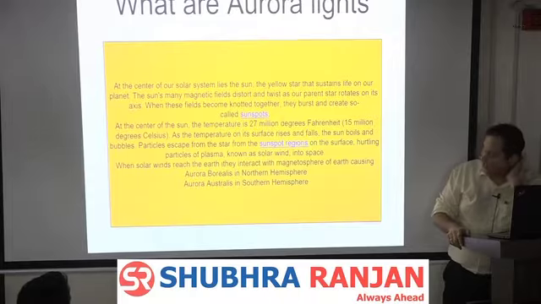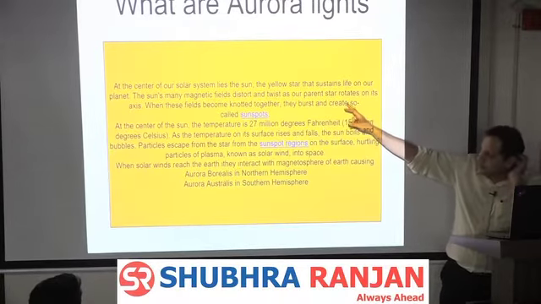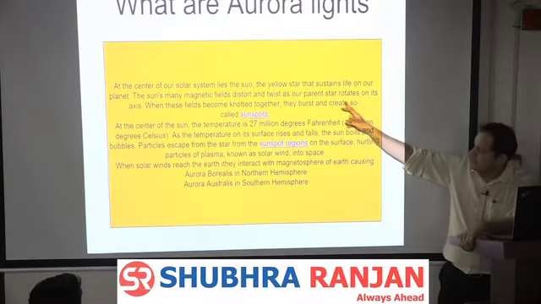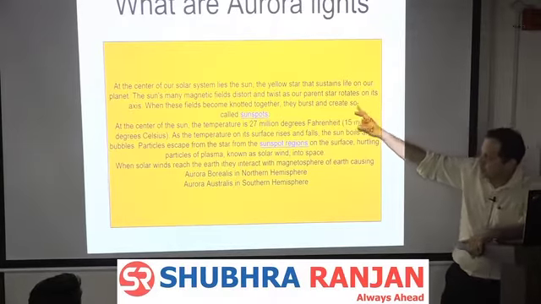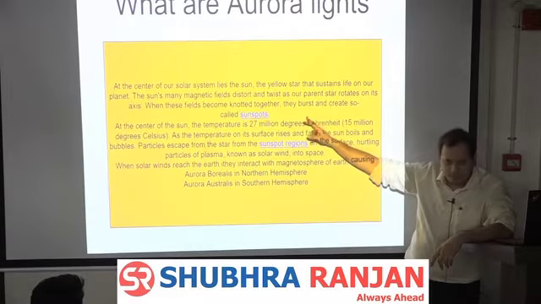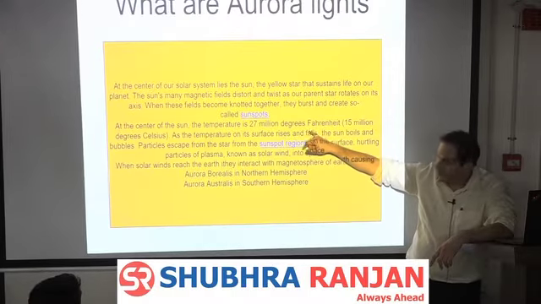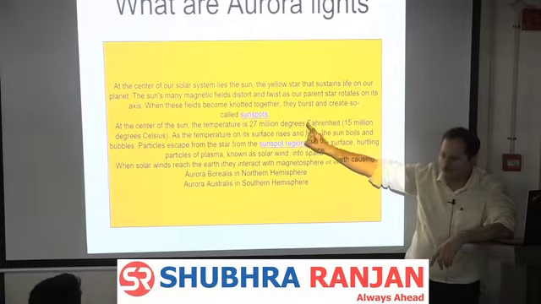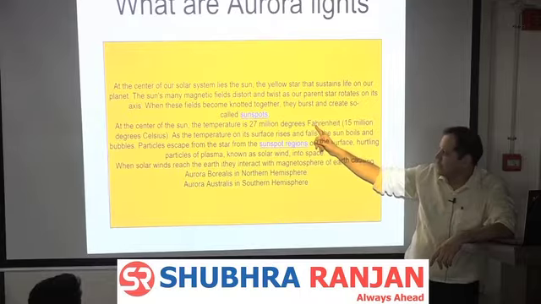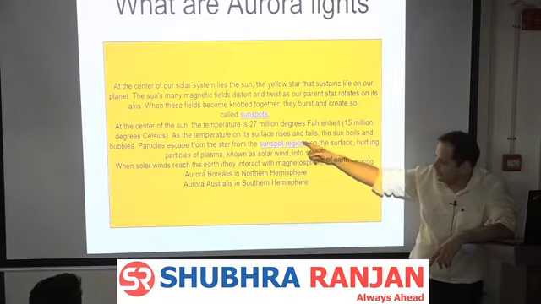At the center of our solar system, the yellow star that sustains the life. The Sun's many magnetic fields distort and twist our parent star, rotates on its axis. When these fields come knotted together, they burst and create sunspots. So we'll do what is the sunspot cycle. At the center of the Sun, the temperature is 27 million degree Fahrenheit. That is, come here, 15 million degrees Celsius.